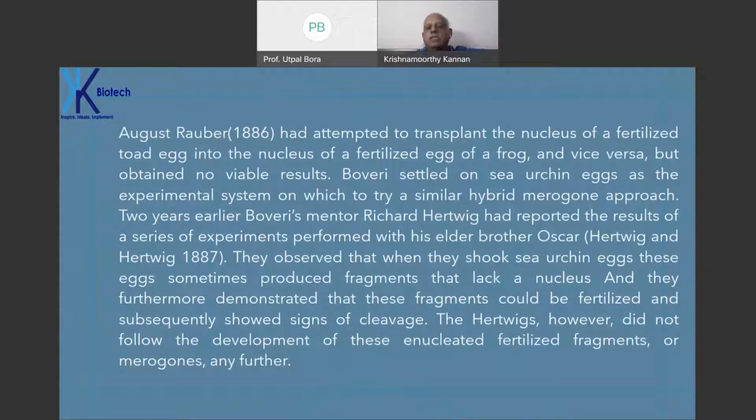Boveri settled on sea urchin eggs for the experiment, because the beauty of this sea urchin was that if you shake it, the nucleus comes off. His mentor had shown in a series of experiments, which he did not continue, that when sea urchin eggs are shaken, they sometimes produce fragments that lack a nucleus, and they further demonstrated that these fragments could be fertilized and subsequently showed signs of cleavage. So that's called the famous Merogony experiment. You can go and read about it.